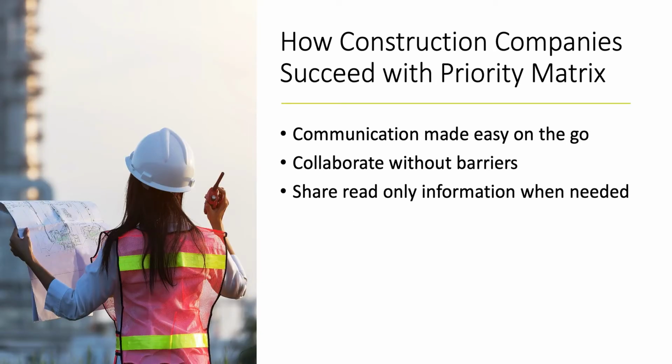So with that being said, how are construction companies actually succeeding with Priority Matrix? Priority Matrix makes communication easy on the go. On my next slide, I'm going to talk a little bit more about the mobile application, but this is a huge use case for people in the actual construction company and those external collaborators who are oftentimes driving from job site to job site, scoping things out, and they do need to stay connected with the companies that they're working with. So having that available on the mobile app is critical.